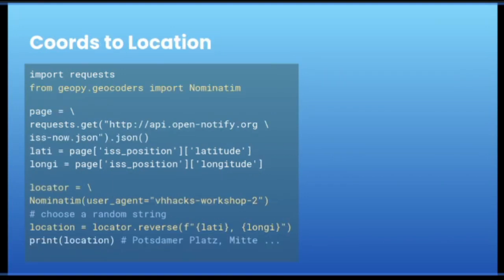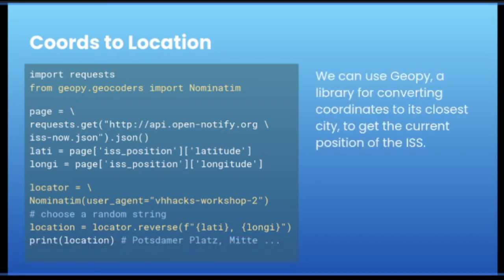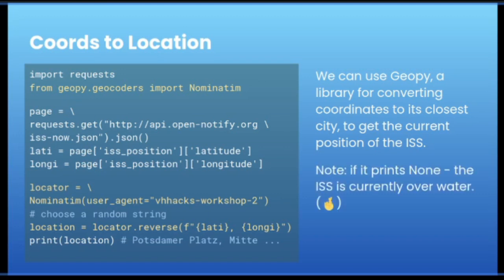Now let's use that GeoPy package that we downloaded at the very beginning of our workshop to get some proper information that we can actually read and is not complicated JSON. The yellow highlighted lines are what we've changed, so you can just keep everything else the same. So we're going to be using GeoPy, which is a library to convert coordinates to the closest city to get the current position of the ISS.